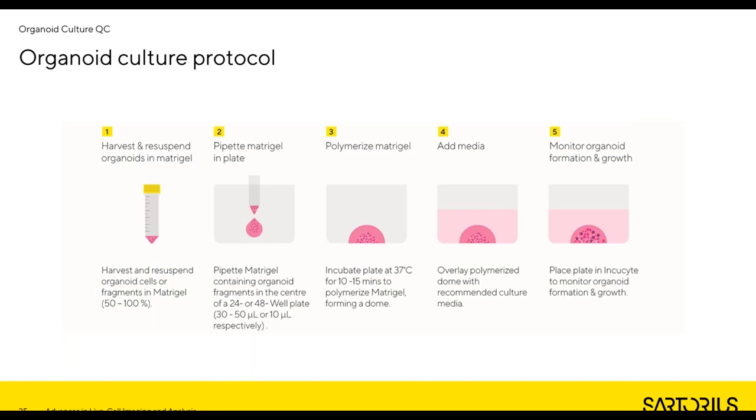Now here we have the schematic of the protocol, which gives, as I said, a very top-level overview of how embedded organoid cultures can be prepared in either 24 or 48 well plates.